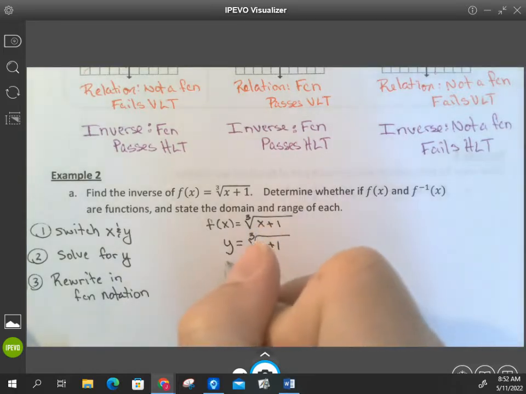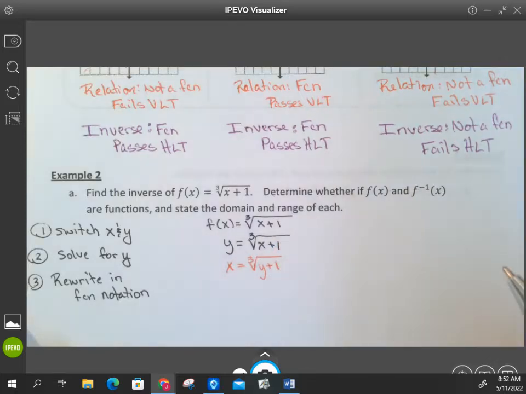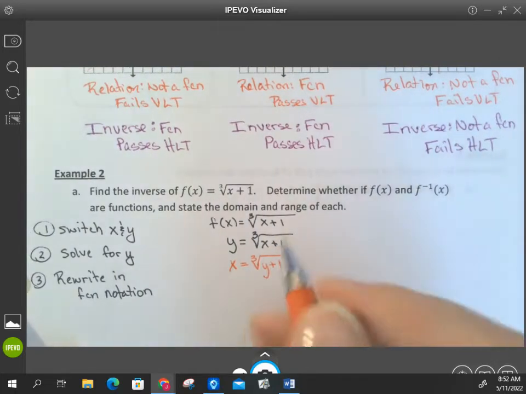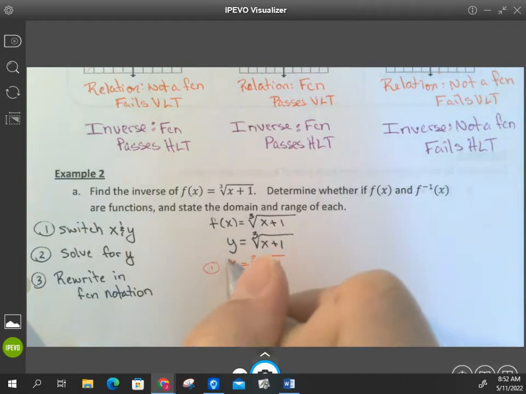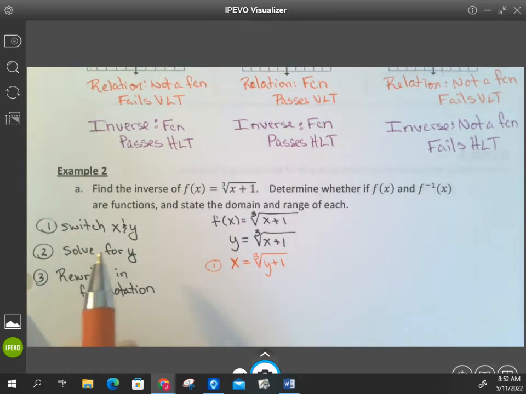So you're going to switch x and y. So x equals the cube root of y plus 1. Okay, so that was step 1, and put a little 1 beside it to switch x and y. But I wanted to remind you that we replace f of x with y equals. Now, the second step is to solve for y.